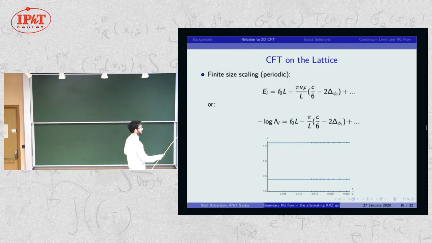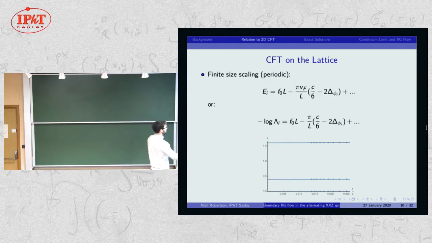So the first term in the expansion of the Hamiltonian is just proportional to the system size, and it doesn't contain any information about the conformal field theory. But what we're really interested in is this term that is proportional to 1 over L. So when we write this in terms of Hamiltonians, we see that we have this quantity here, Vf, which is just the Fermi velocity, and it's a model-dependent quantity, which we have to calculate using various techniques like the Bethe ansatz. But we're really interested in what's inside the parentheses here.